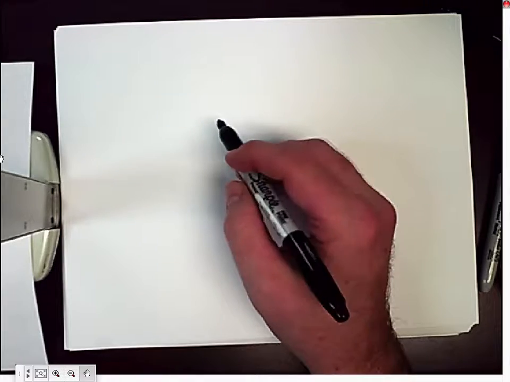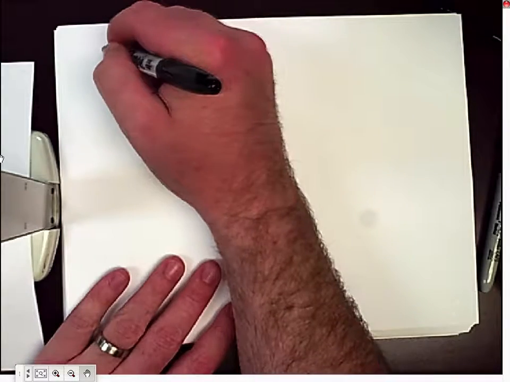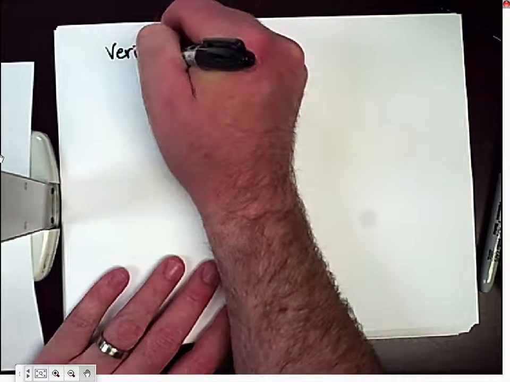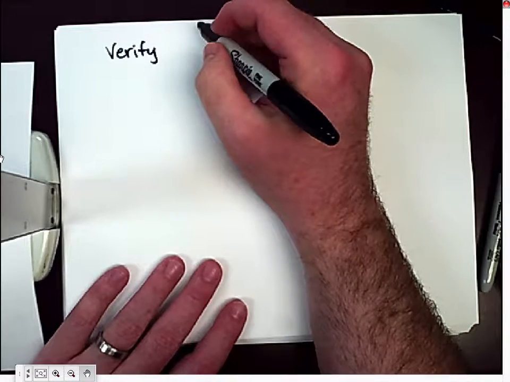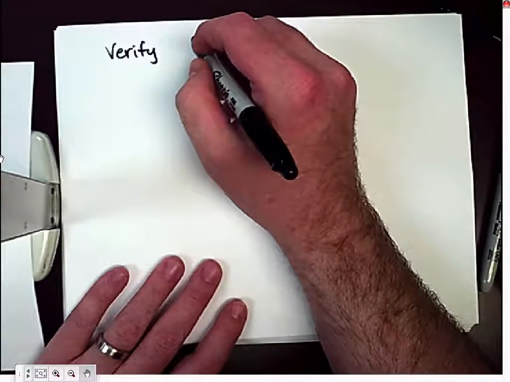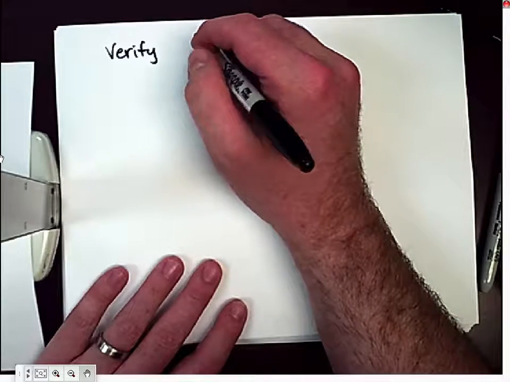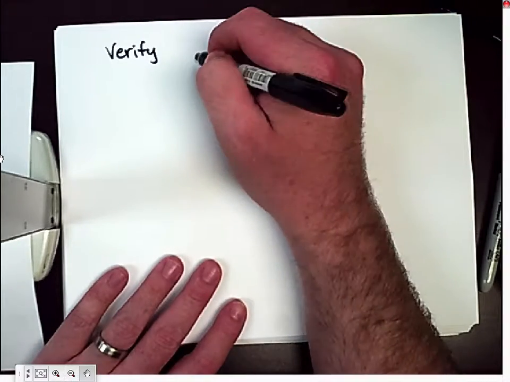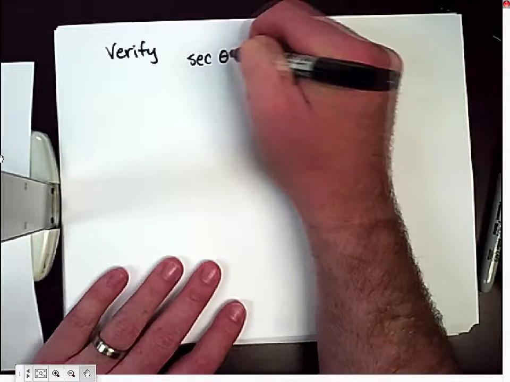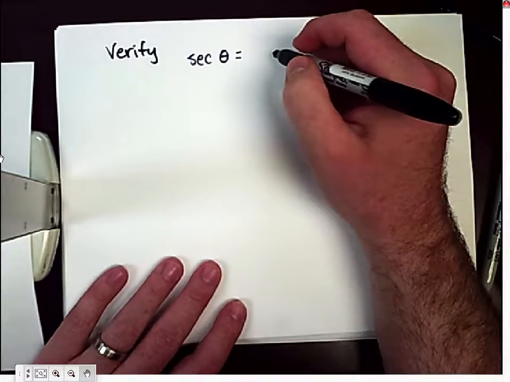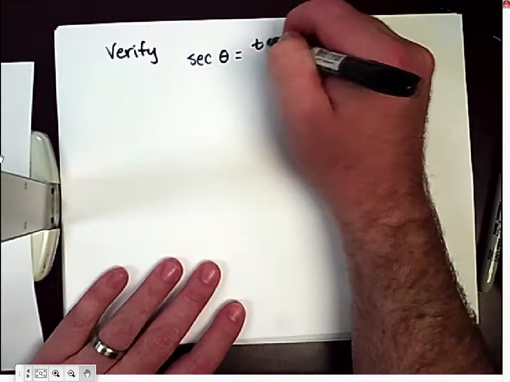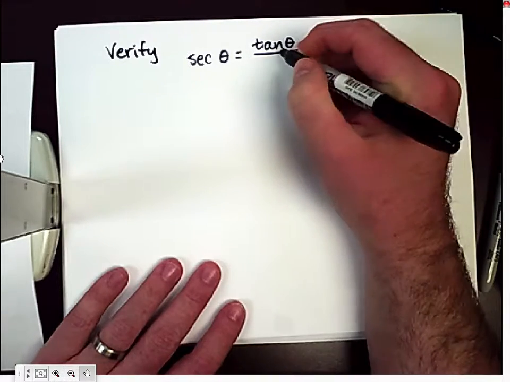Okay. So, what if I ask you to verify that secant theta is tangent theta over sine theta?